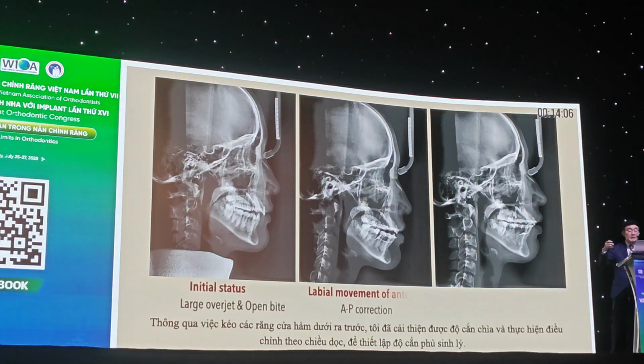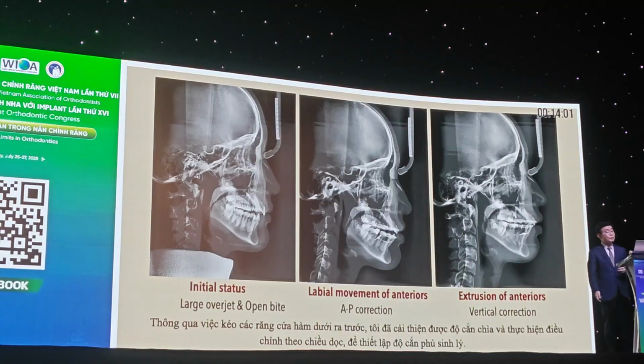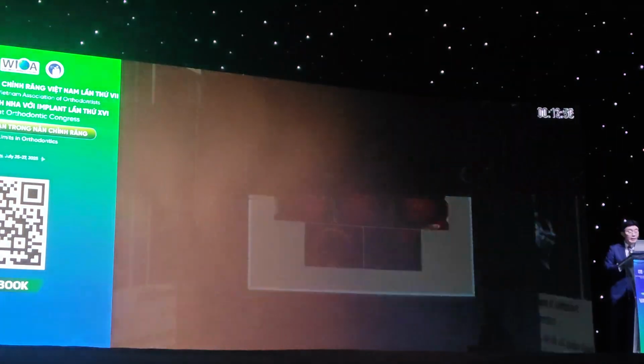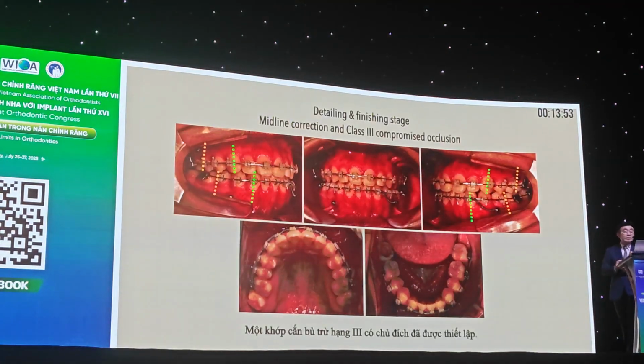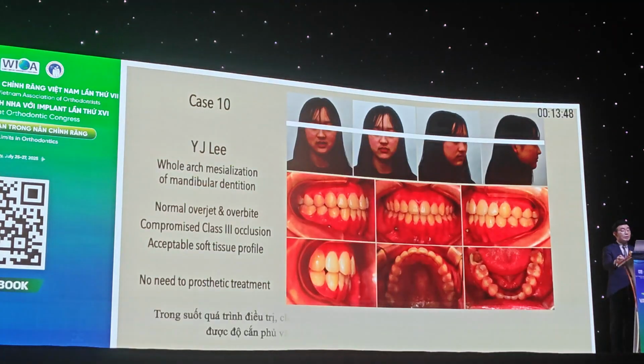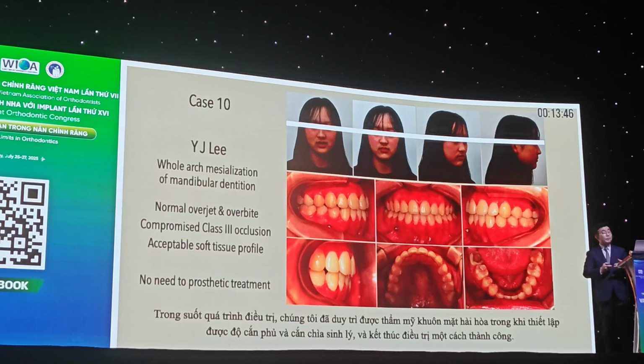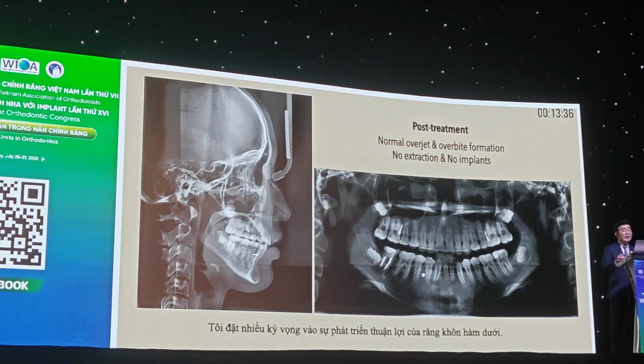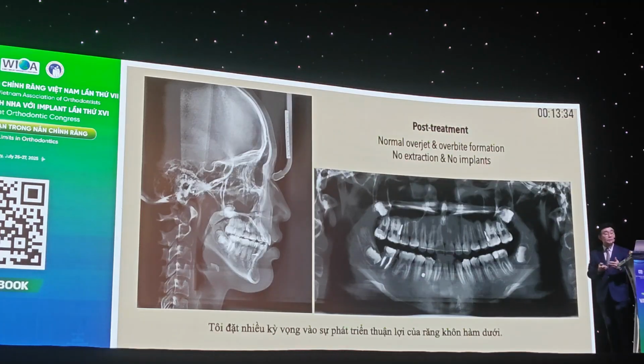By advancing the mandibular incisors, I successfully improved the overjet and made vertical adjustment to establish a normal relationship of overbite. An intentional class 3 compromised occlusion was established. Throughout this process, we maintained a favorable facial appearance while achieving normal overbite and overjet, successfully completing the treatment. I have high hopes for the successful development of the mandibular third molars.